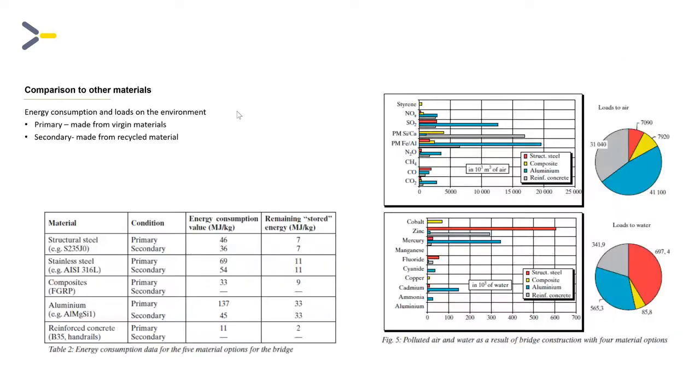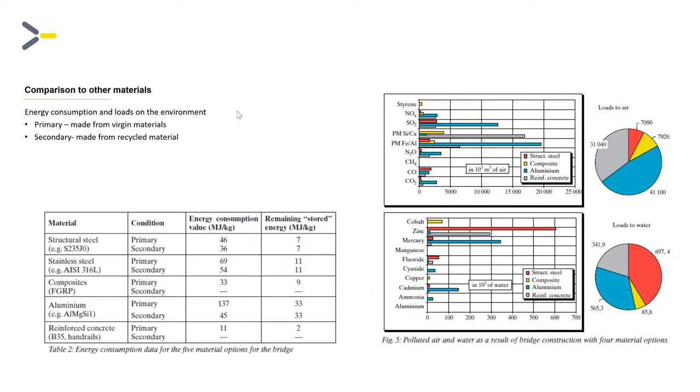What he found out was that the bridge made of composites needed much less energy in manufacturing and also polluted the air and water less during the production and installation and over the lifetime. We have access to this paper, so if anyone needs a good read, we can forward it afterwards.